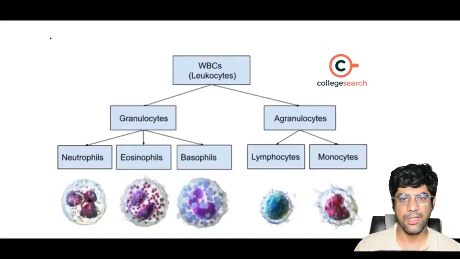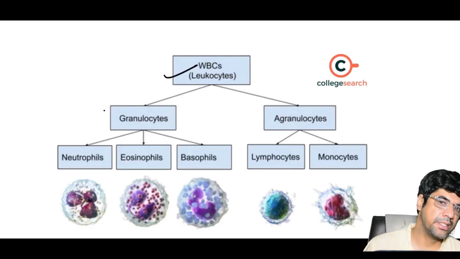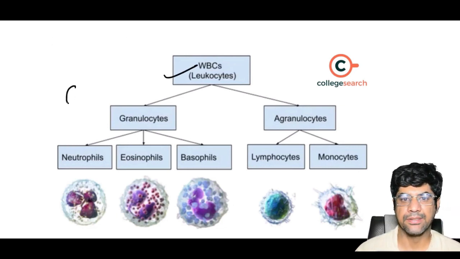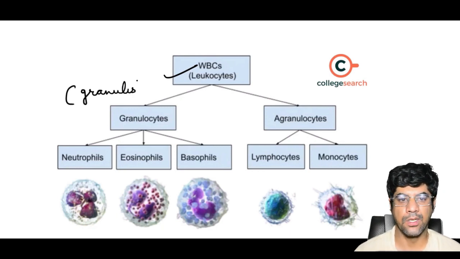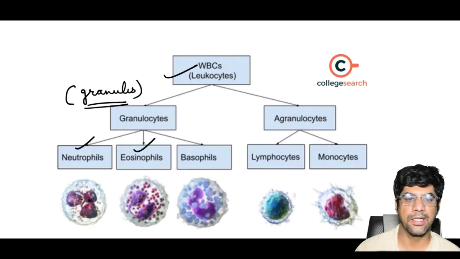So hello everyone, our today's topic is types of WBC. Now WBC classification, we can classify them as either granulocytes. Granulocytes are the ones that contain granules. Examples are the polymorphonuclear leukocytes that contain neutrophils, eosinophils as well as the basophils.